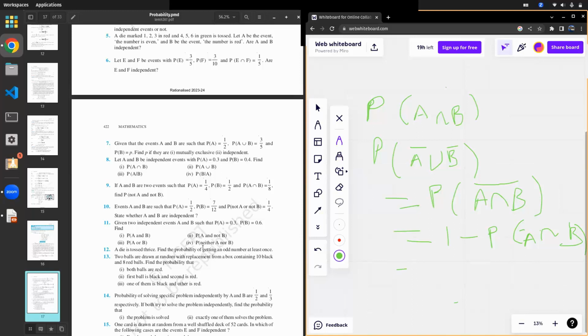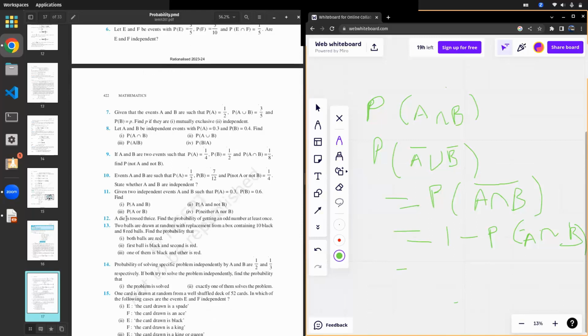This is also done. A similar problem is also done previously, so we can follow the same. So we'll move to the next question. A dice is tossed twice. Find the probability of getting an odd number at least once.